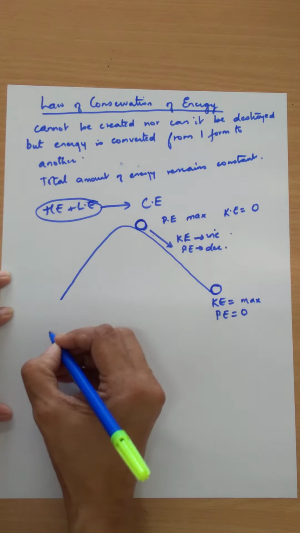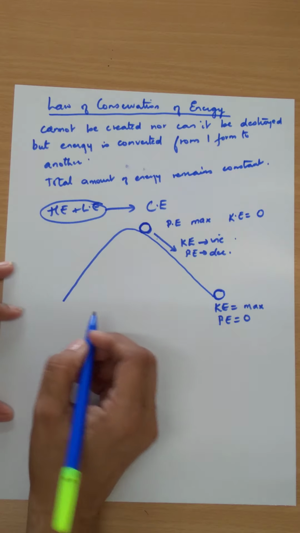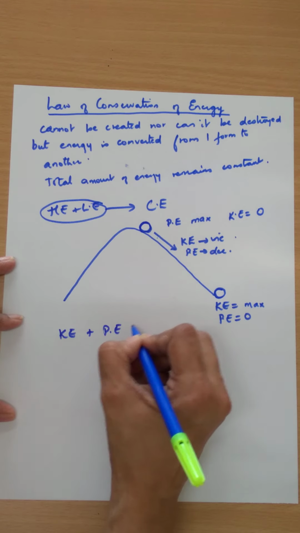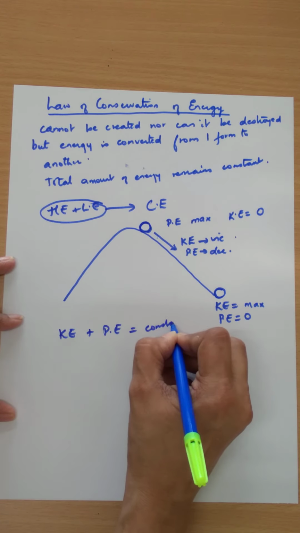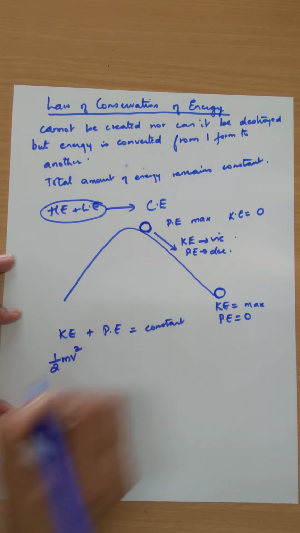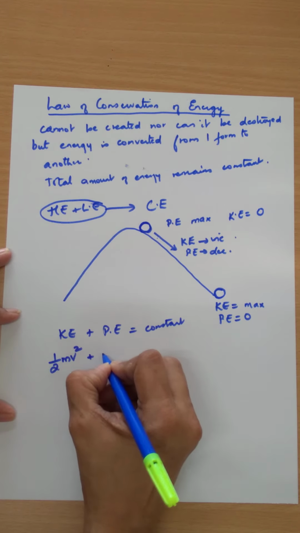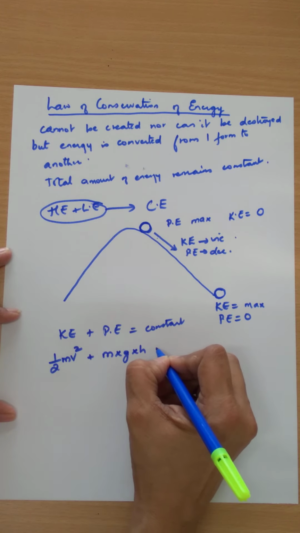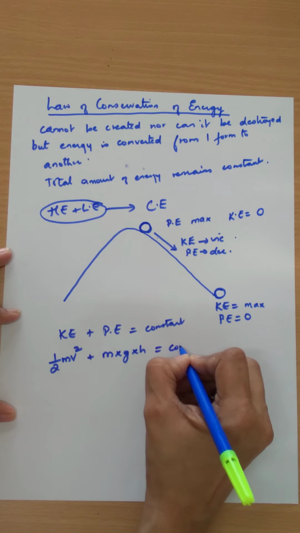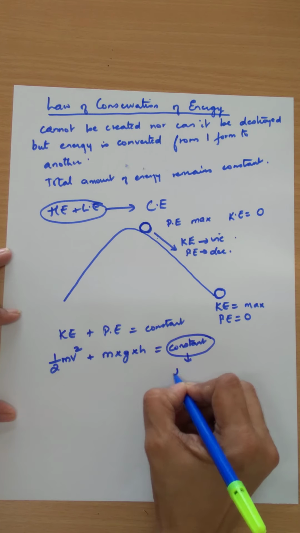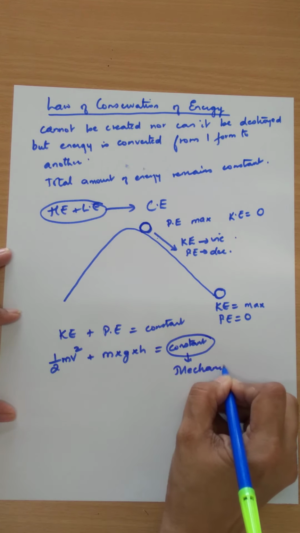So here we see that the total amount of energy remains constant. Kinetic energy plus potential energy is constant. Kinetic energy is half mv square, we have seen. Potential energy is m into g into h, and this is constant. Now this constant is called mechanical energy.